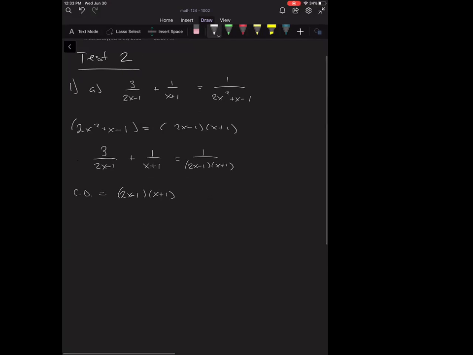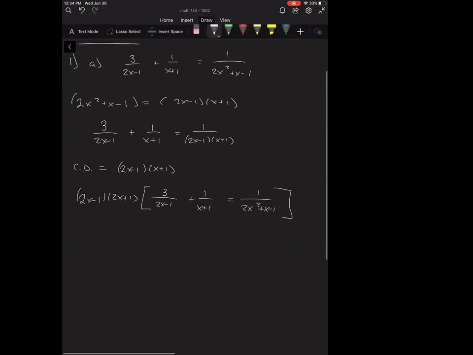So what we're going to do is take that 2x minus 1, x plus 1, and we're going to multiply the whole problem by that. And this is going to get rid of the fractions. So when we multiply it by the first part, oh, I copied something down wrong. This is just an x plus 1, not a 2x plus 1. Okay, everything else looks good.